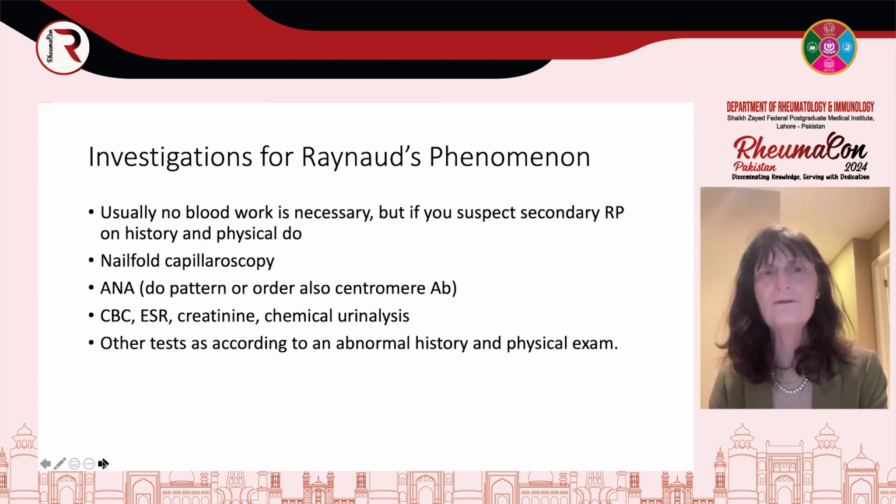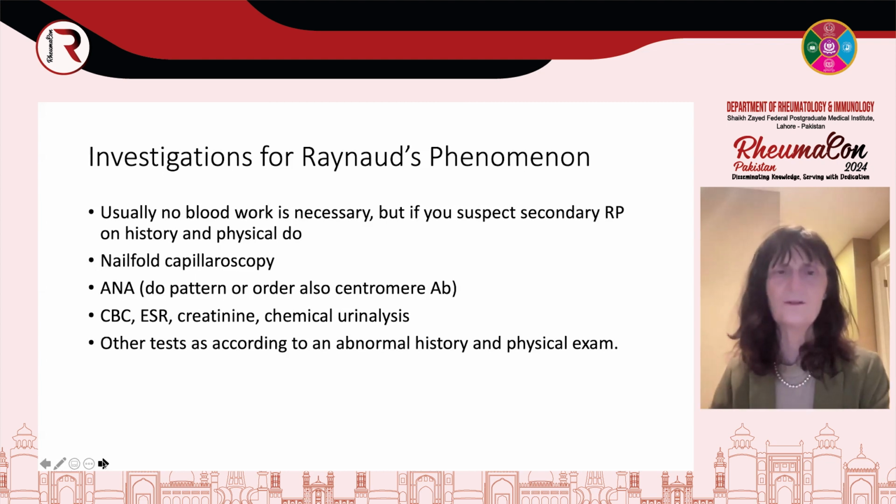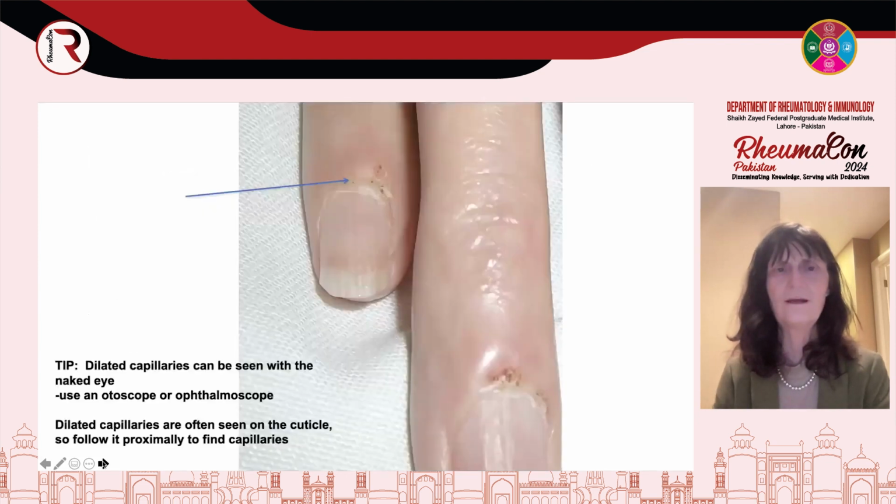So you really do want to look at the nail beds, but you don't want to do an anti-nuclear antibody or the complete blood count or kidney function, chemical urinalysis, inflammatory markers. You don't want to do any of that without a suspicion. So if you have a suspicion, you'll do minimal blood work or more. If there's no suspicion of secondary, don't do the labs.